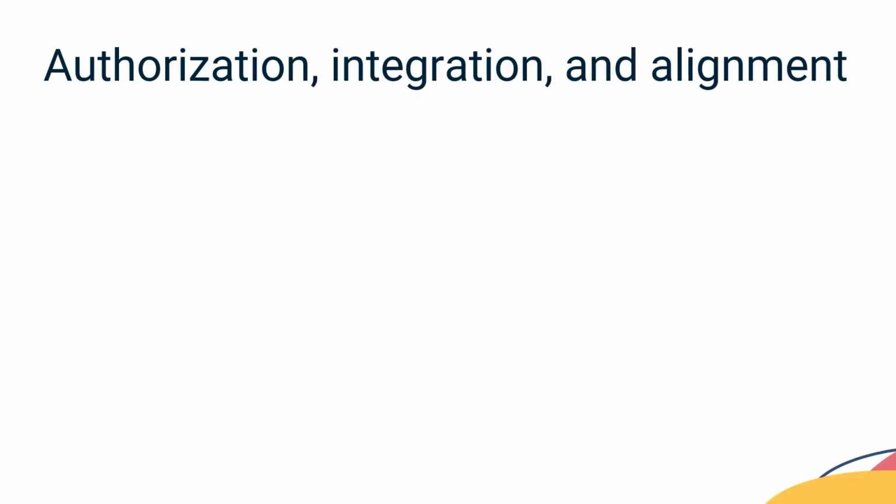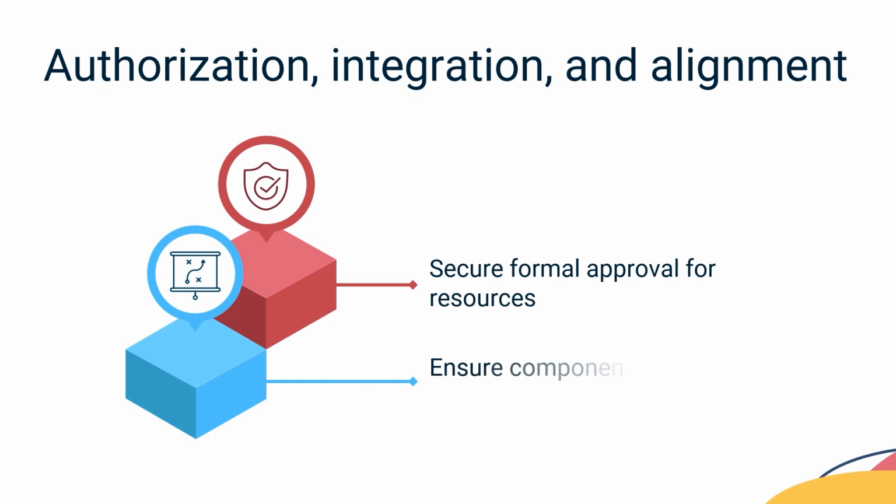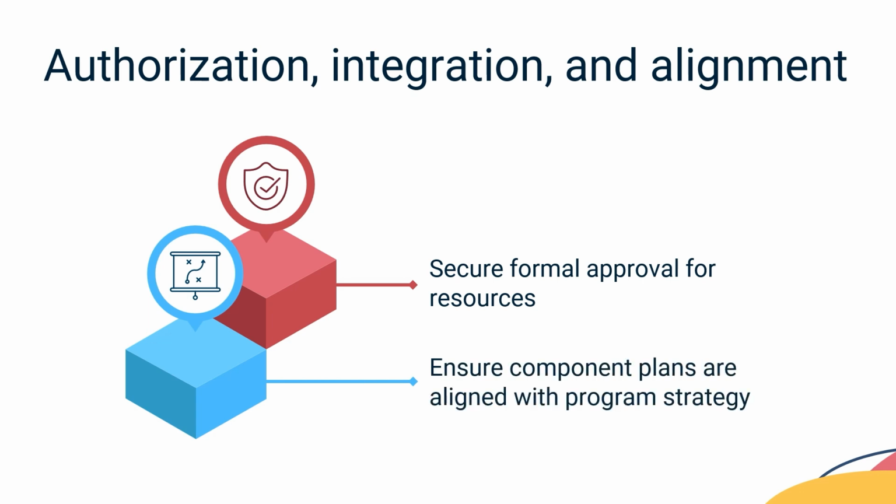In the authorization activity, the program manager secures formal approval and commitment of resources for the components. This allows the manager to respond to events that require significant replanning or new component initiation requests. The integration and alignment activity ensures that each component's plans are aligned with the overall program strategy and objectives. This ensures that all component plans are integrated in a manner that realizes the benefits expected from the program.